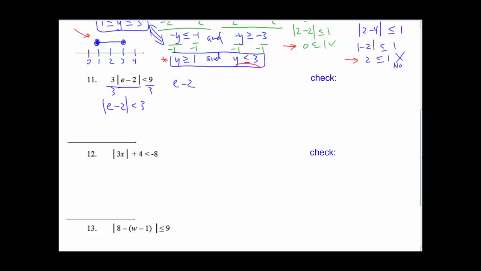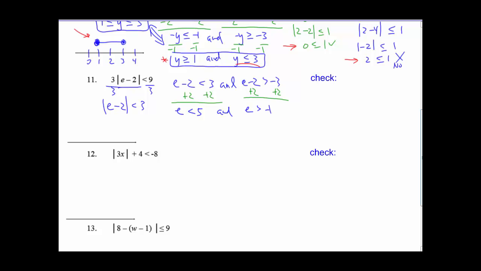E minus 2 less than 3. So keep that original equation. Less than, so it's an and, then we say e minus 2. Again, do not change the signs that are inside the absolute value, but we have to flip the sign, make it greater than, and greater than the negative. Both equations, we're going to add 2. E is less than 5 and e is greater than negative 1.